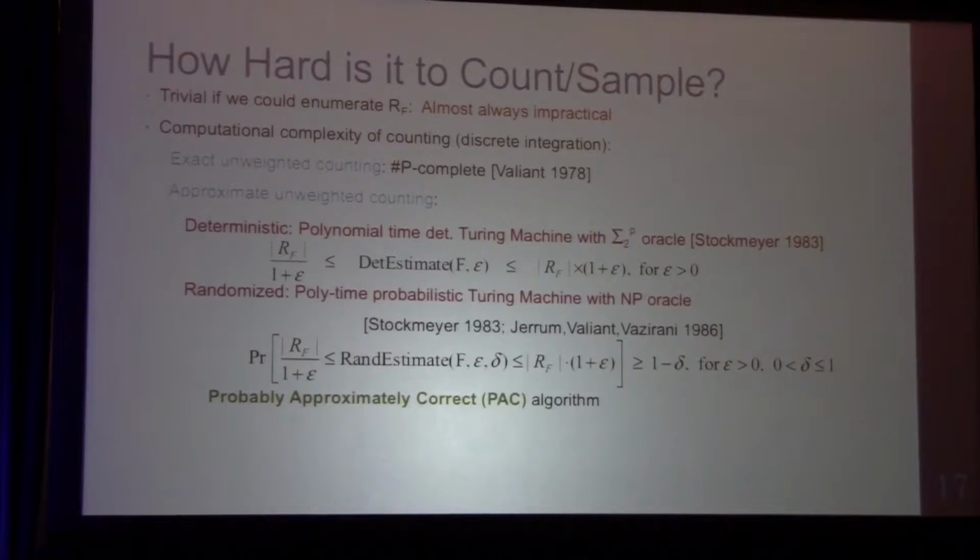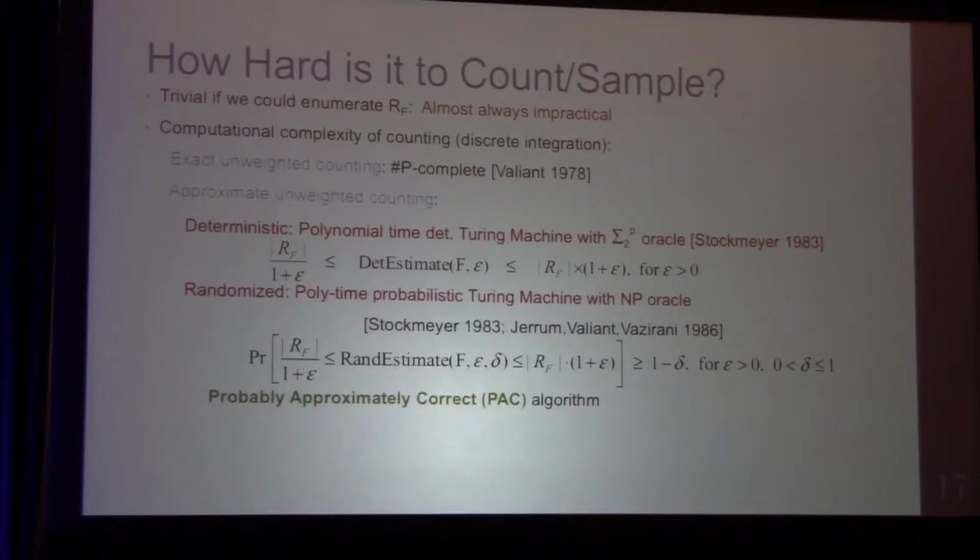And what does it mean to have a randomized algorithm to solve approximate counting? This is what it means: my randomized algorithm should take the formula, a tolerance parameter, and a confidence parameter. And it should return me a count which lies within the specified tolerance of the actual count with very high confidence.